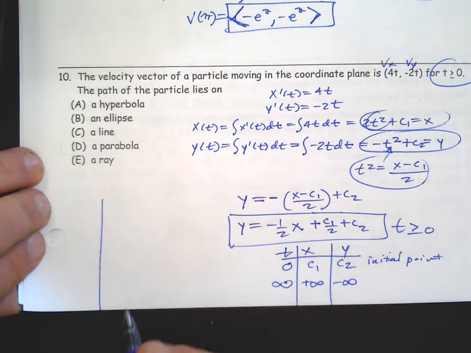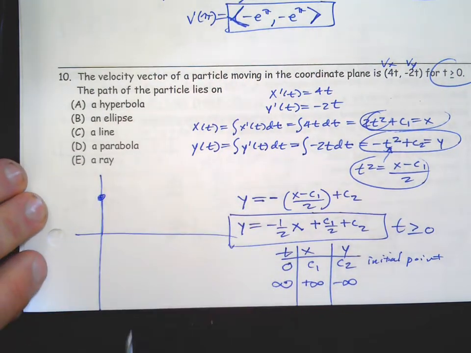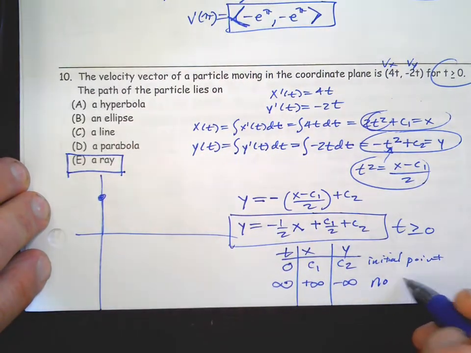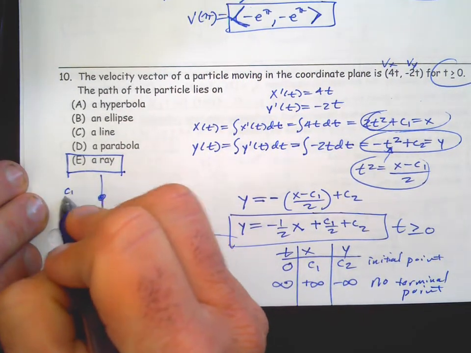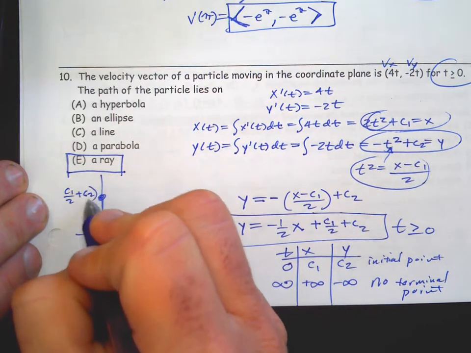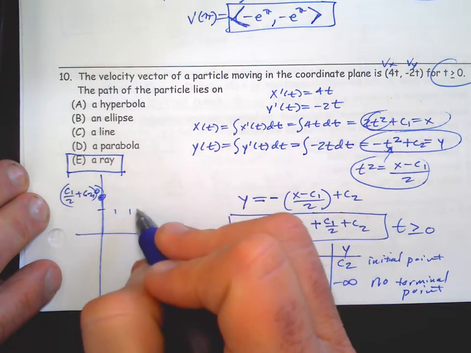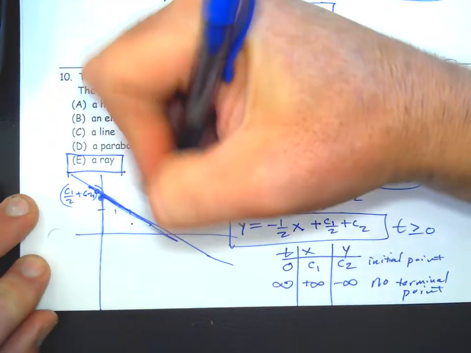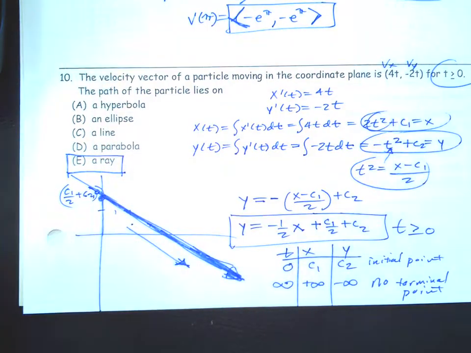So if you were to graph this, not that you need to, I think at this point we should realize it's a ray because it has an initial point and no terminal point, so it keeps going forever. So it's a ray. What the graph looks like, though, is it has some c1 over 2 plus c2 y-intercept, and then it goes down 1 over 2, down 1 over 2, and it just goes. It's like this, but it's just this portion of the graph. And this is its direction. So it's a ray.